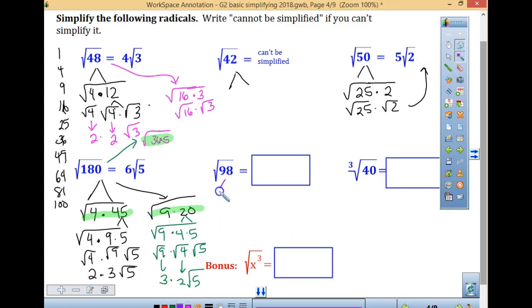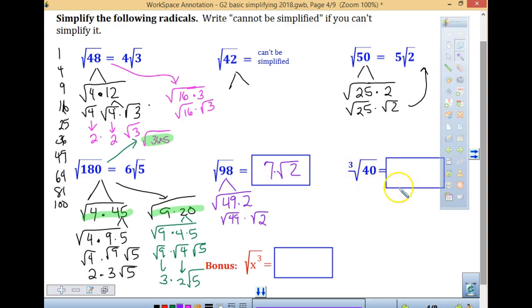All right, so square root of 98. Not sure, so I divided by 2, right? 2 times what is 98? 49. Oh, how beautiful is that, right? 49 times 2. So I have the square root of 49, and I usually put my perfect square first, times 2, because the square root of 49 is 7, so 7 square root 2. This is being multiplied. A lot of times they don't put that dot in there.